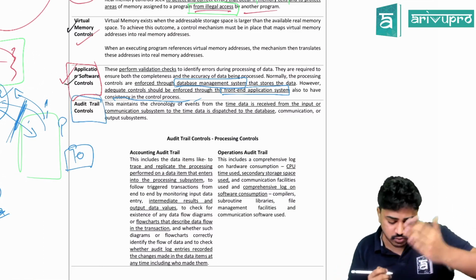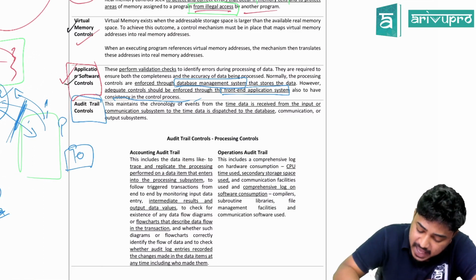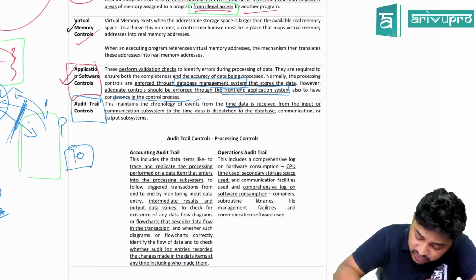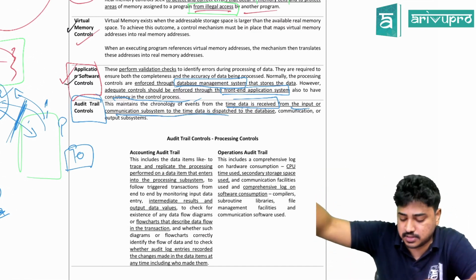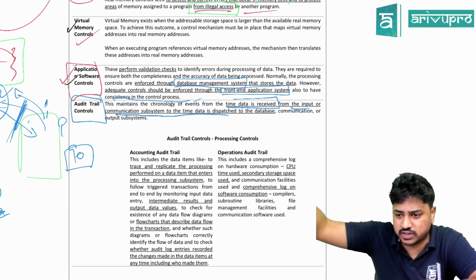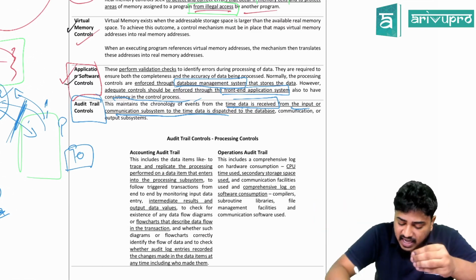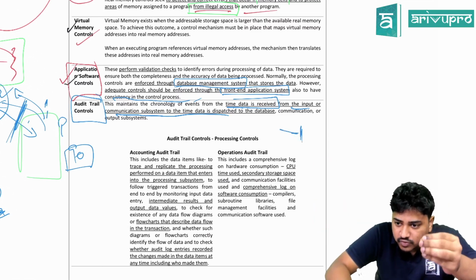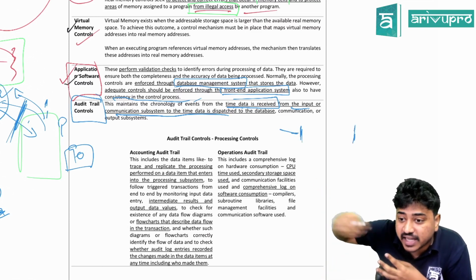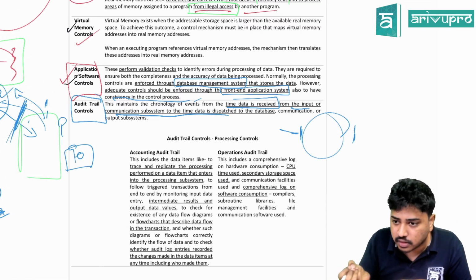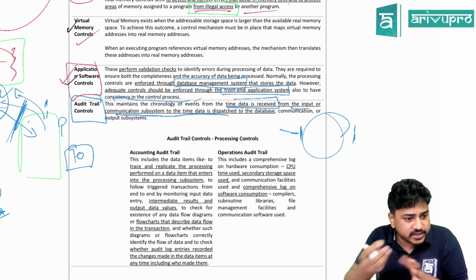Now, audit trail controls. What is this? It logs every data or event from the time the data is received from the input till it is communicated to the database, or communicated outside. From the time I receive the data till the time I send it, it's all under processing only, no? So I log all these events.